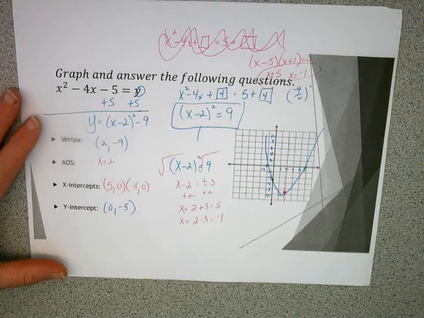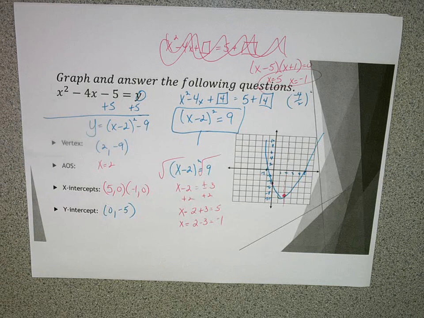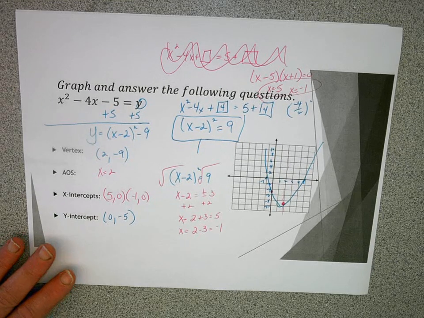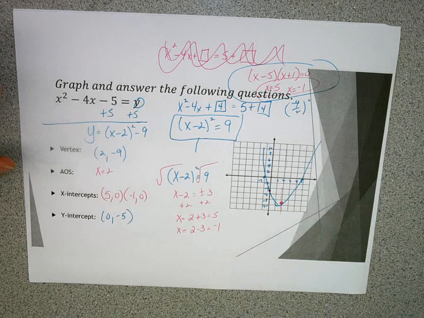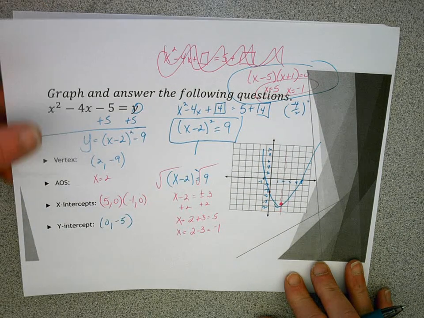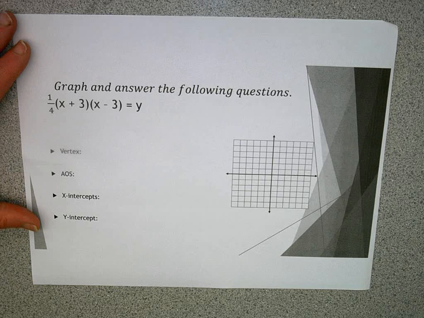So you have lots of options. Most people prefer putting it in vertex form. It's just easier. But you could factor and find your x-intercepts because it's solving. You can do the quadratic formula, find your x-intercepts because it's solving. Okay, last one. This one is already in factored form.